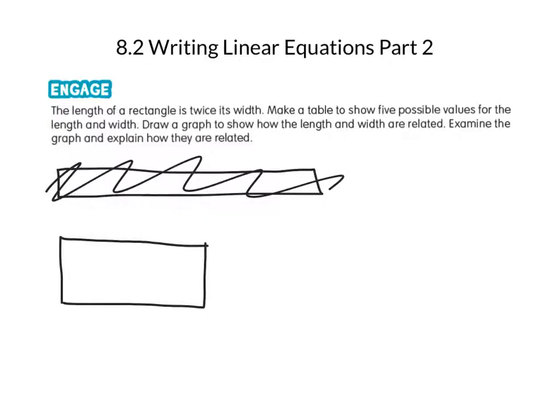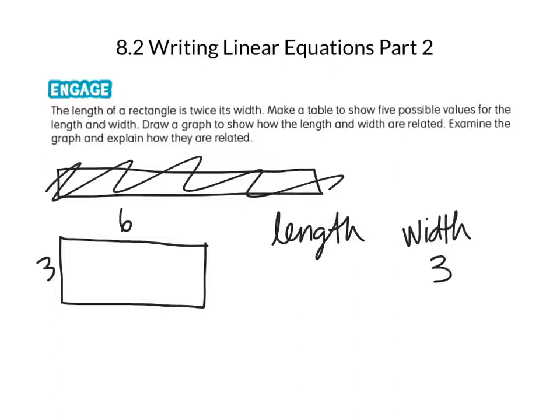Now, make a table to show 5 possible values for the length and the width. Well, if one is 2 times the other, maybe this side is 3, that's just a possibility, and if the width is 3, what does the length have to be? It would have to be 6 because it has to be 2 times as big. So in my table, I'm going to say length and width. And we said if the width was 3, then the length was 6. So that's one possible answer.